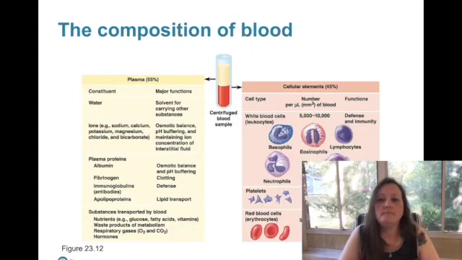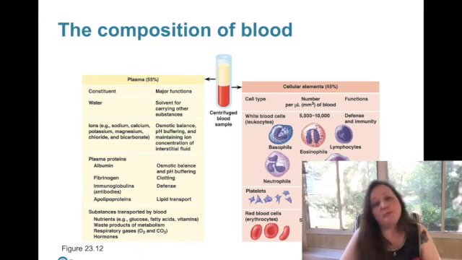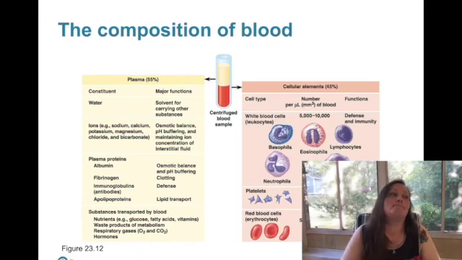So I think I use almost this exact picture in the lab. Plasma is 55% of your blood. This is where you have mostly water and those few other things. This is how, if you have ever been sick and they took your blood and they come back and tell you you're dehydrated, and you're like, how can you tell that from my blood? If you don't have at least 55% plasma, that means you're dehydrated.